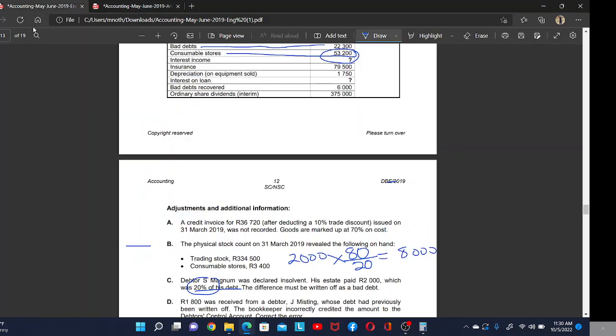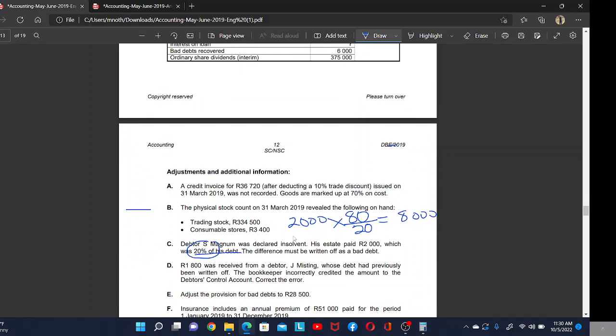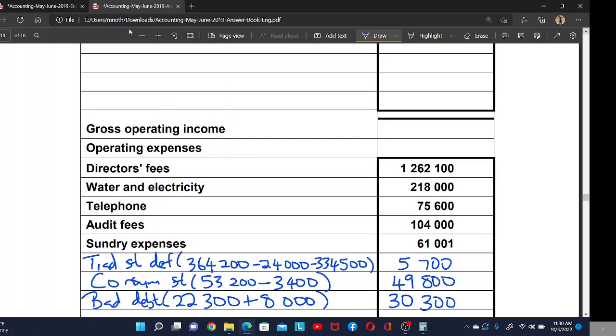The next one, 1,800 was received from a debtor, G. Nesting, whose debts had previously been written off. So we receive money from a debtor who was previously written off. That is a bad debt recovered. The bookkeeper incorrectly recorded the amount to the debtors control. Correct the error. So how much is your bad debt recovered? It's 6,000. So we're going to the bad debts recovered.